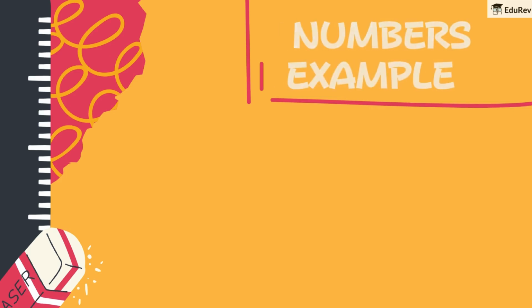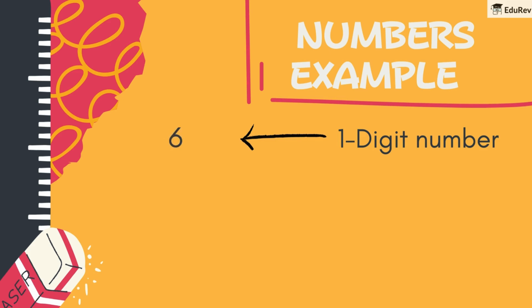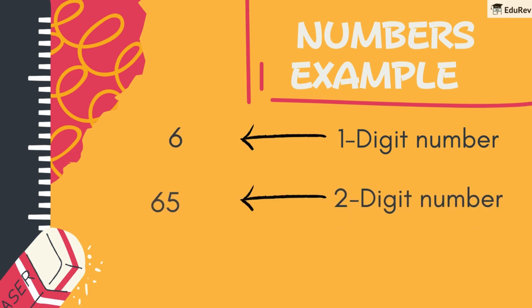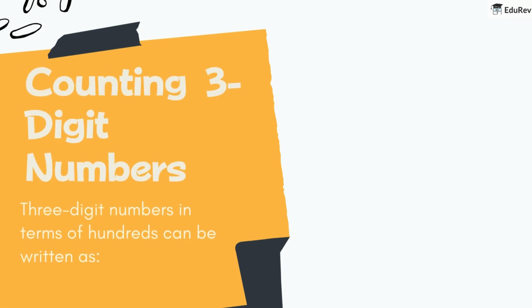Now, let's look at some examples of different types of numbers. A 1-digit number can be as simple as 6, while a 2-digit number can be 65. When we talk about a 3-digit number, we can take 345 as an example. Next, we will explore counting 3-digit numbers in terms of hundreds.